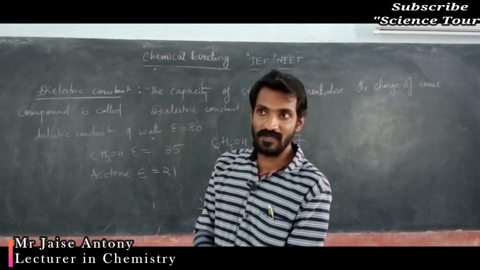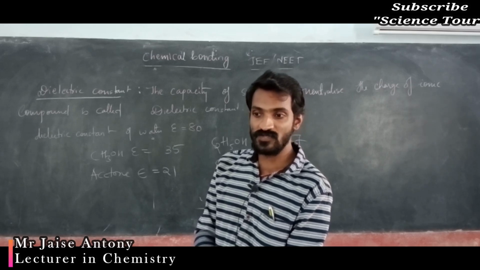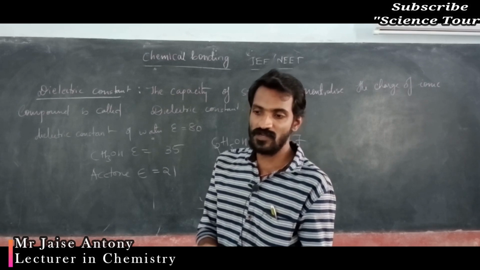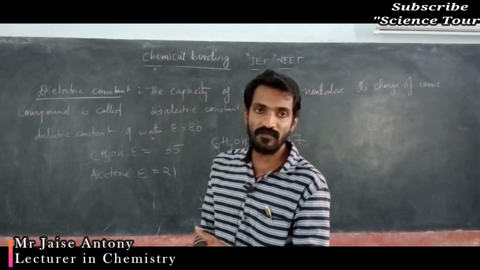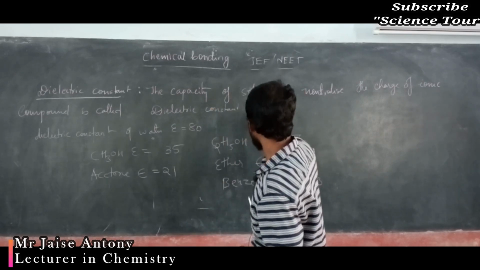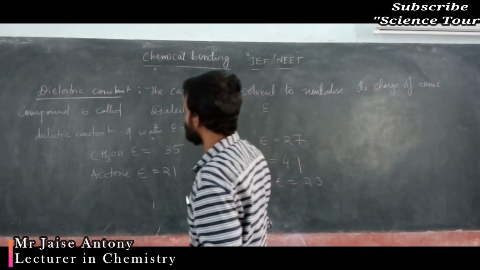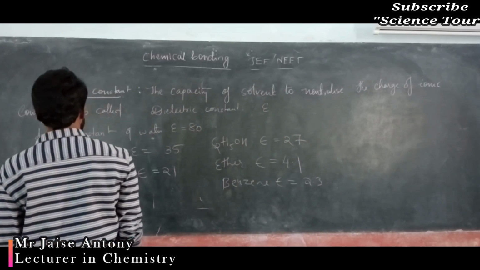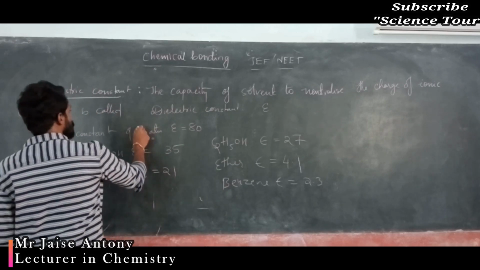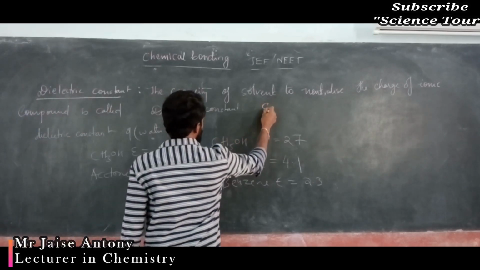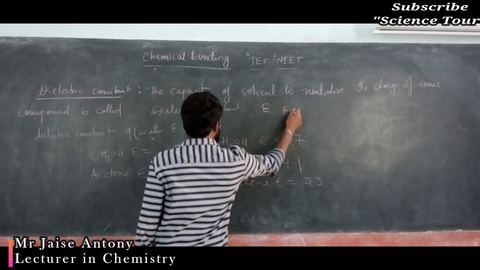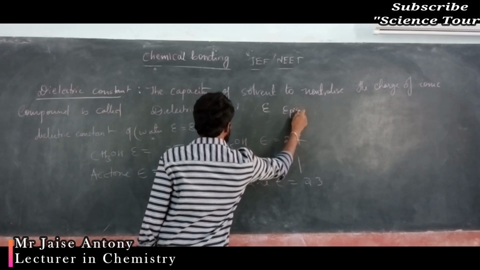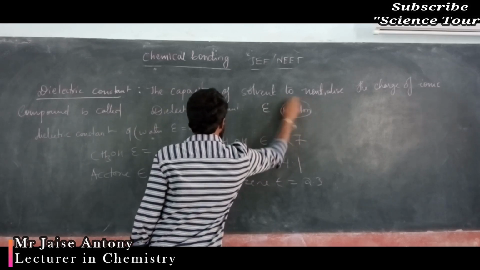Understood? That means the two combine and it is neutralized. Plus will be neutralized by minus, minus will be neutralized by plus. The capacity of a solvent to neutralize the charge of ionic compound is called dielectric constant. So dielectric constant is represented by epsilon. The symbol is like this.